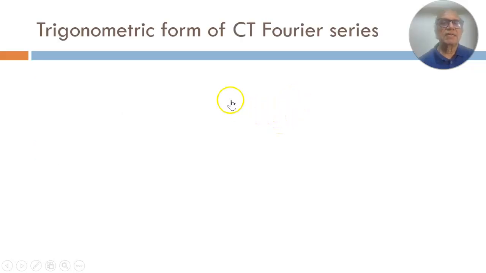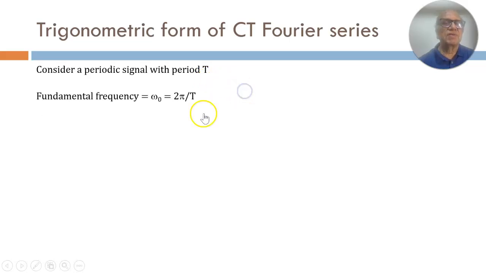So first of all, let us consider a continuous time signal and consider the trigonometric form of the continuous time Fourier series. That is what we want to study. So consider a periodic signal with the period T. In that case, its fundamental frequency is omega naught, that is 2 pi by T.